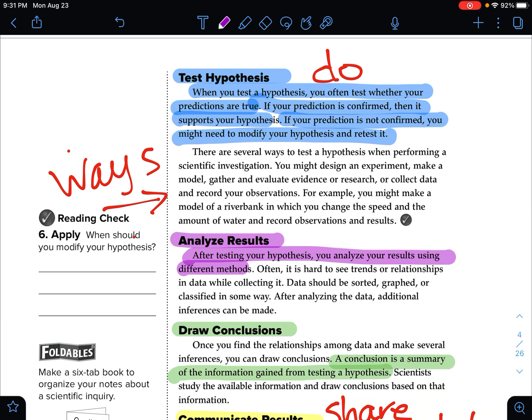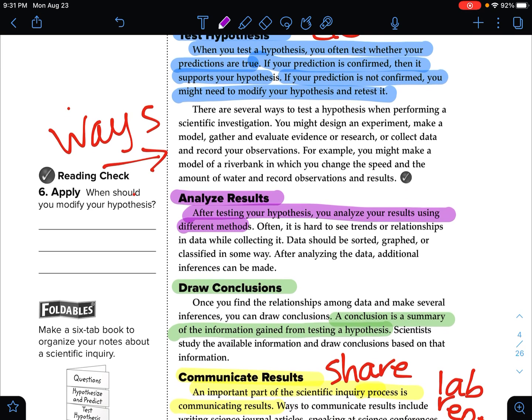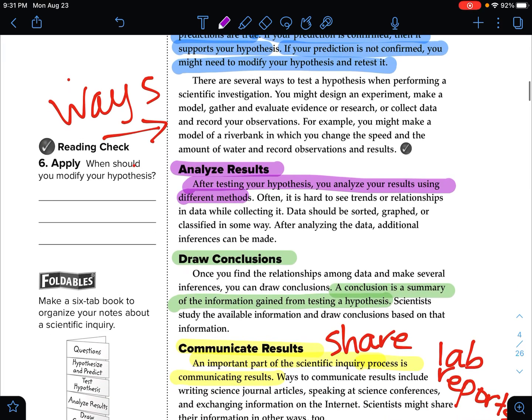Analyze results. After testing your hypothesis, you analyze your results using different methods. Often it is hard to see trends or relationships in data while collecting it. Data should be sorted, graphed, or classified in some way. After analyzing the data, additional inferences can be made. So you take a look at all that information that you gathered. So now you're ready to draw a conclusion.